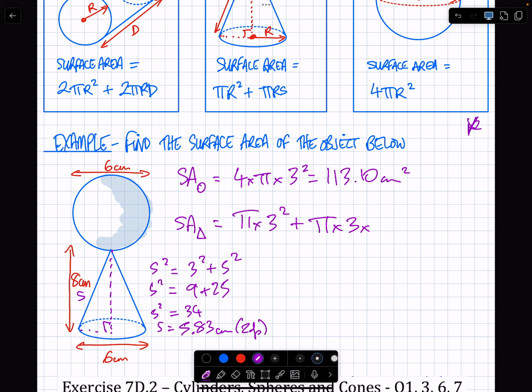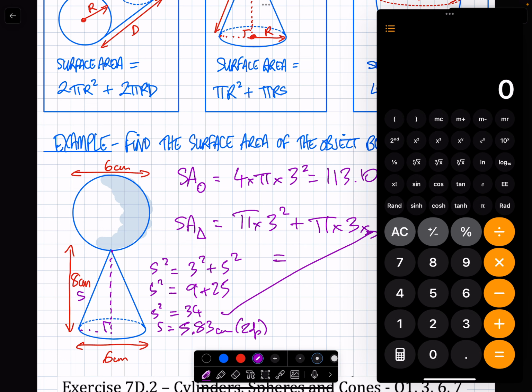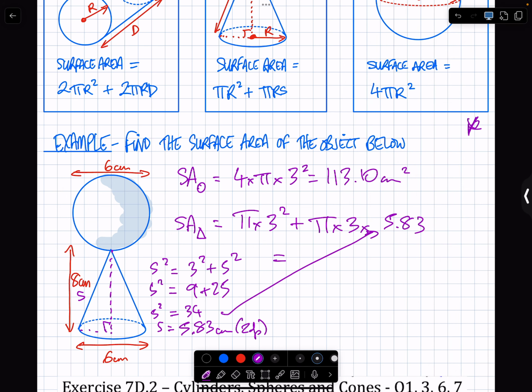So now I can plug that into the S, 5.83. 3 squared times pi, plus in brackets, pi times 3 times 5.83. That gives 83.22 square centimeters to 2 decimal points.